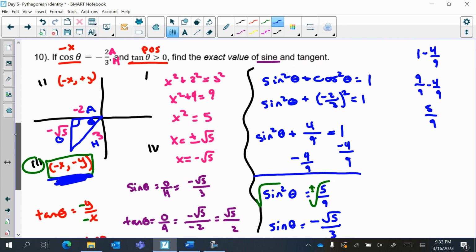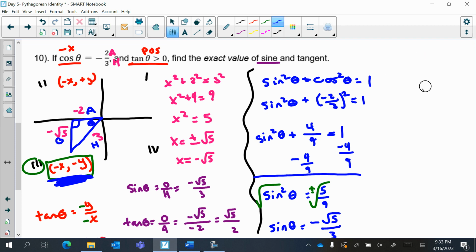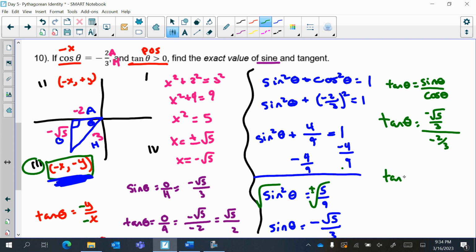Question also asked for tangent. So if you wanted to find tangent, now you would have to go back and say, well, tangent is sine theta over cosine theta. So for tangent, sine was negative radical 5 over 3, and cosine was, what was cosine? Cosine was in the question they gave us, negative 2/3. You could put that in the calculator to simplify. Actually, you couldn't put it in the calculator to simplify. It's not going to be nice.